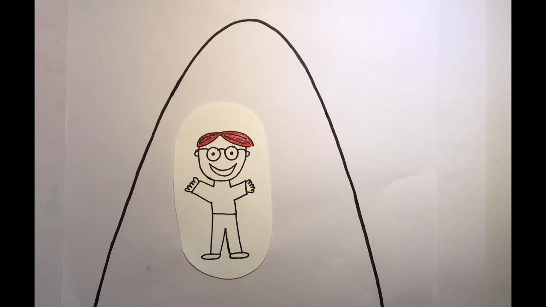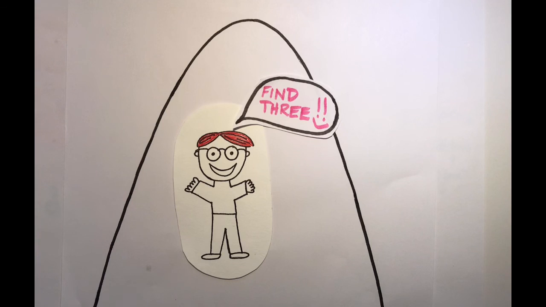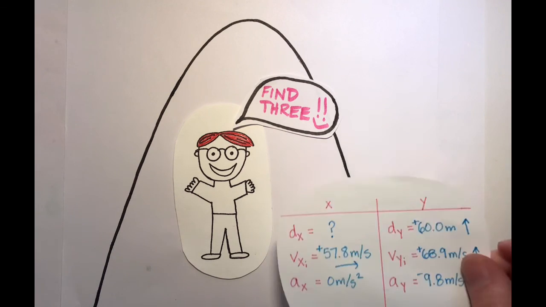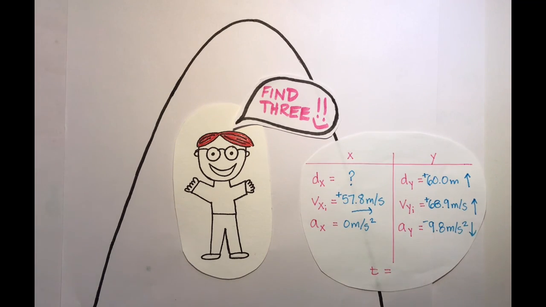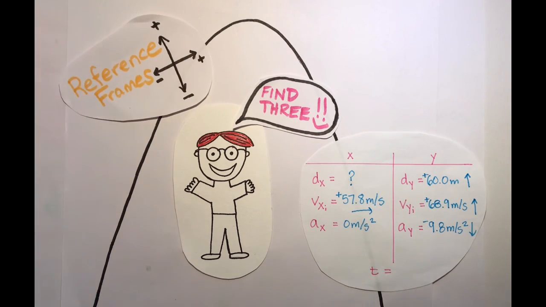Keep in mind, when using kinematic equations, we're always going to have to find 3 in order to solve for a 4th variable. Some other things that we considered is organizing our information in a convenient chart, like this one where we separate the 2 dimensions. We also keep in mind our reference frames, and we should have all the tools we need to solve every projectile motion question.